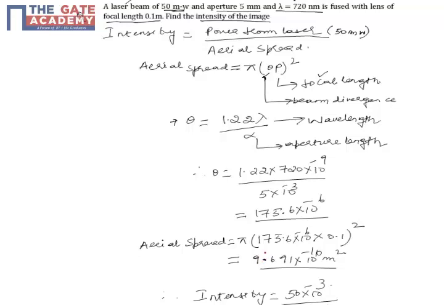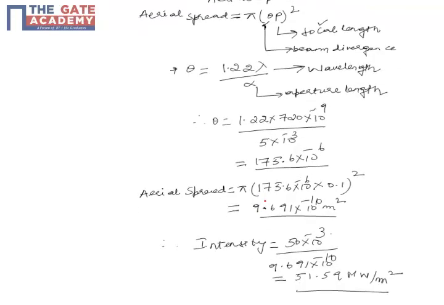So now we have calculated the aerial spread, and the intensity is nothing but the power output, which is 50 milliwatts. So converting it into watts, 50 into 10 to the power minus 3 watts divided by 9.691 into 10 to the power minus 10 meter square. So it comes out as 51.59 megawatt per meter square.